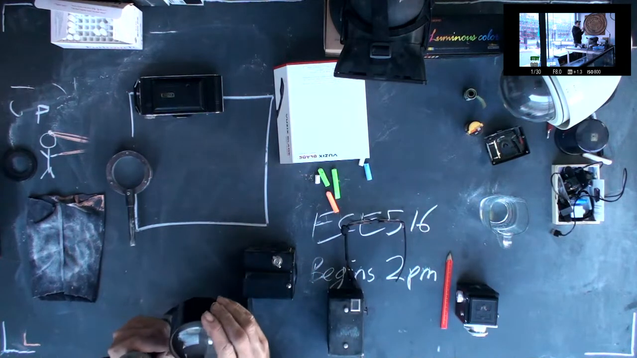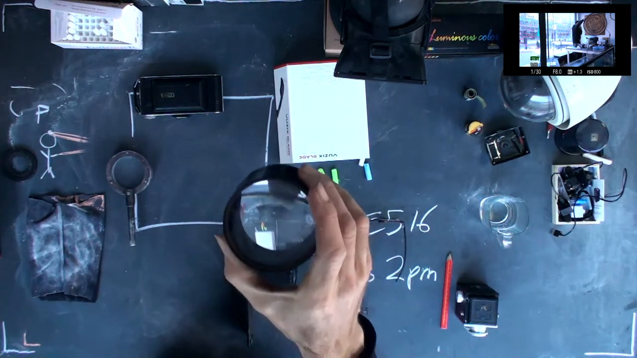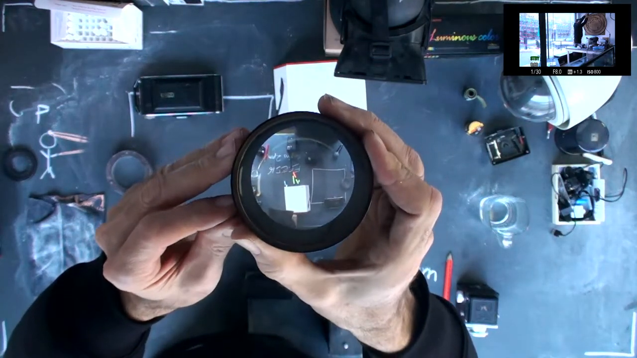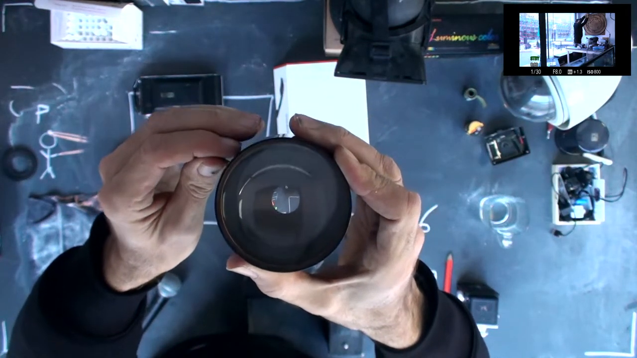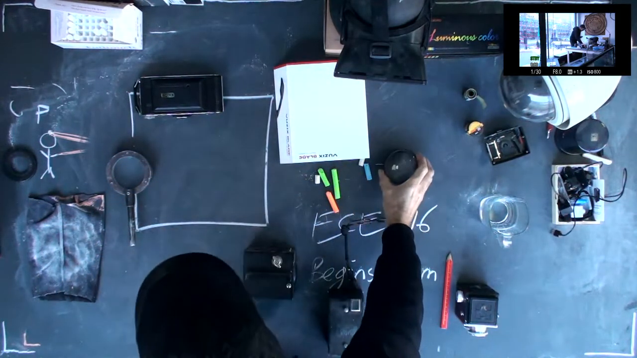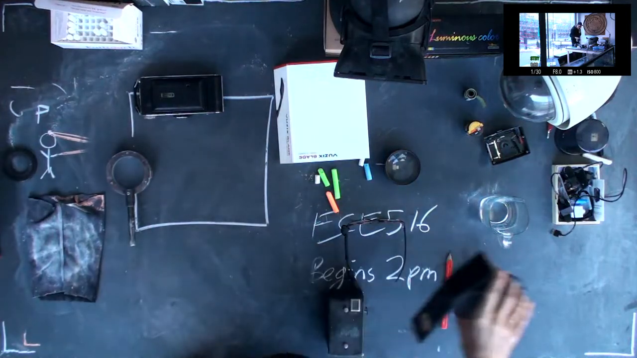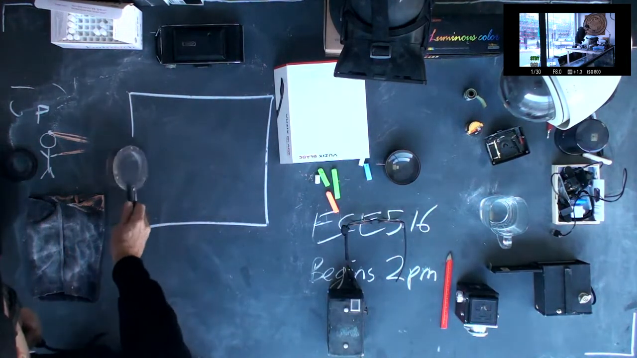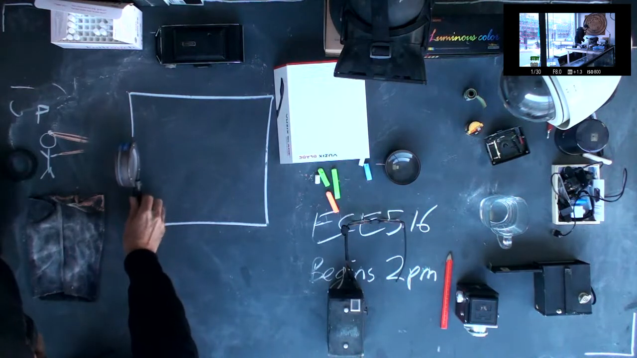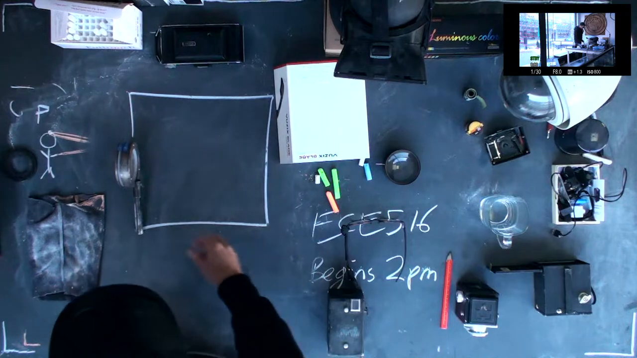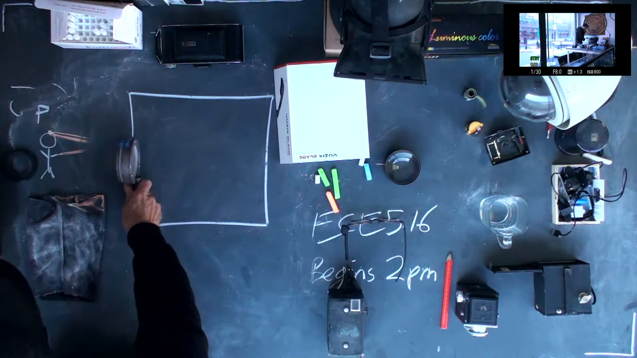Because you could ask yourself the question, I'll show this up close. So this is a lens that has an iris in it. And as I close the iris, the lens effectively gets smaller. So you can ask yourself, should I use a big lens or a small lens? And the answer depends. A big lens lets in more light and has a narrower depth of field. A small lens lets in less light and has a broader depth of field or depth of focus.